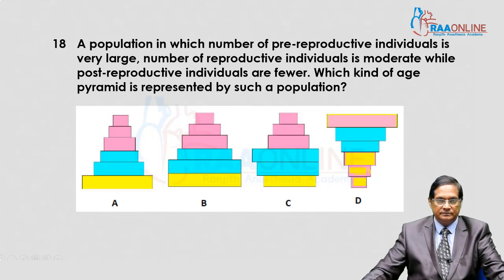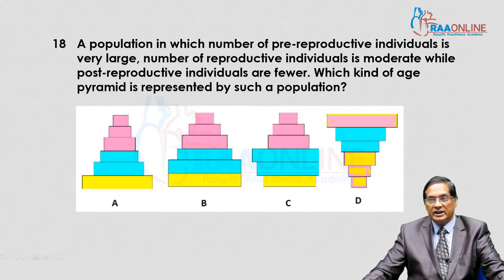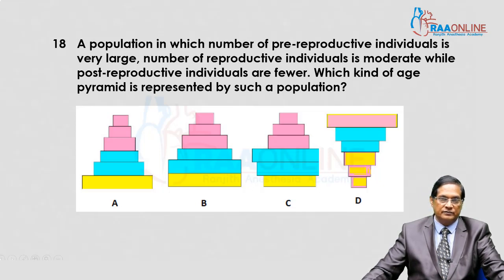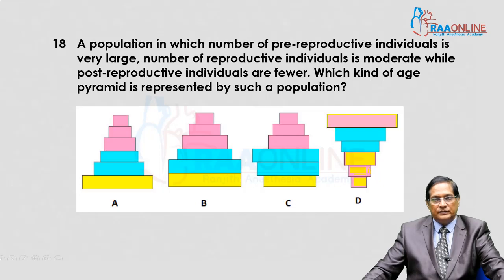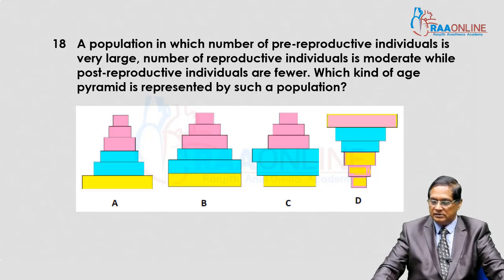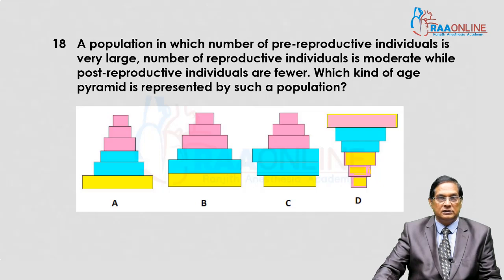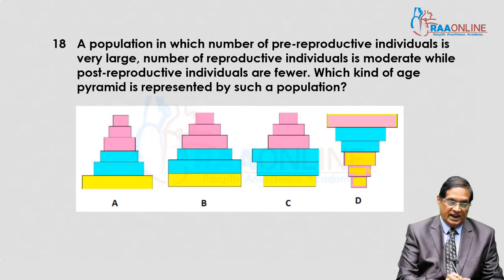Right? This means this one. Although this is also seen in here. Then the number of reproductive individuals is moderate, while post-reproductive individuals are fewer. So these are the four different types of pyramids. Very high population, or a very large number of pre-reproductive and reproductive individuals, indicates an expanding population.